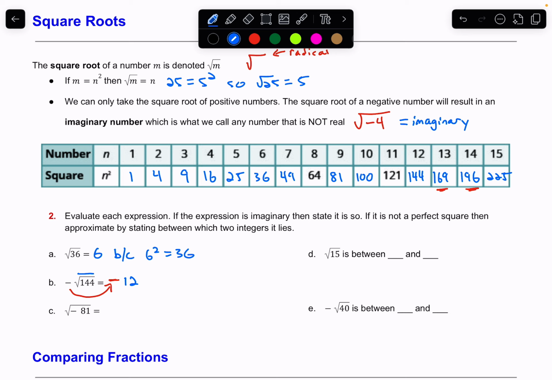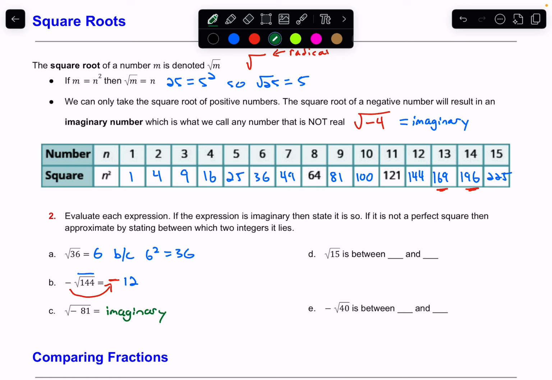Square root of 81 would be 9, but because there's a negative sign inside of there, we're just going to go ahead and say that this is imaginary. Okay, and we're going to leave it at that. Later in this class, we'll learn that it's 9i, but we don't know that yet. All right, square root 15.